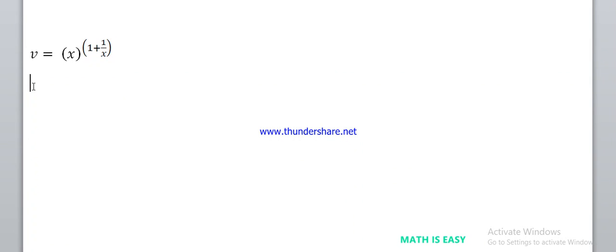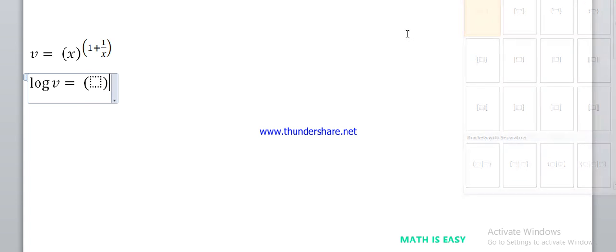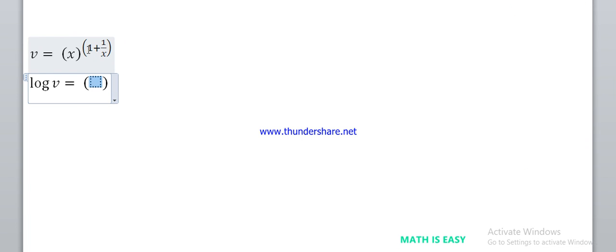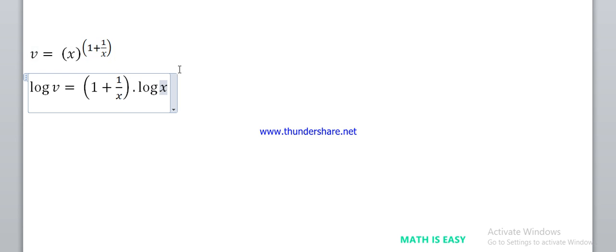So when I come to v, again I go for log v, applying log on both the sides. Log v is equals to, when I apply log, this exponent will come as the product. So this 1 plus 1 by x will remain as it is, into log x. This exponent will come as the product when I apply the log. Log x to the power of n is nothing but n into log x. Same identity I am using.